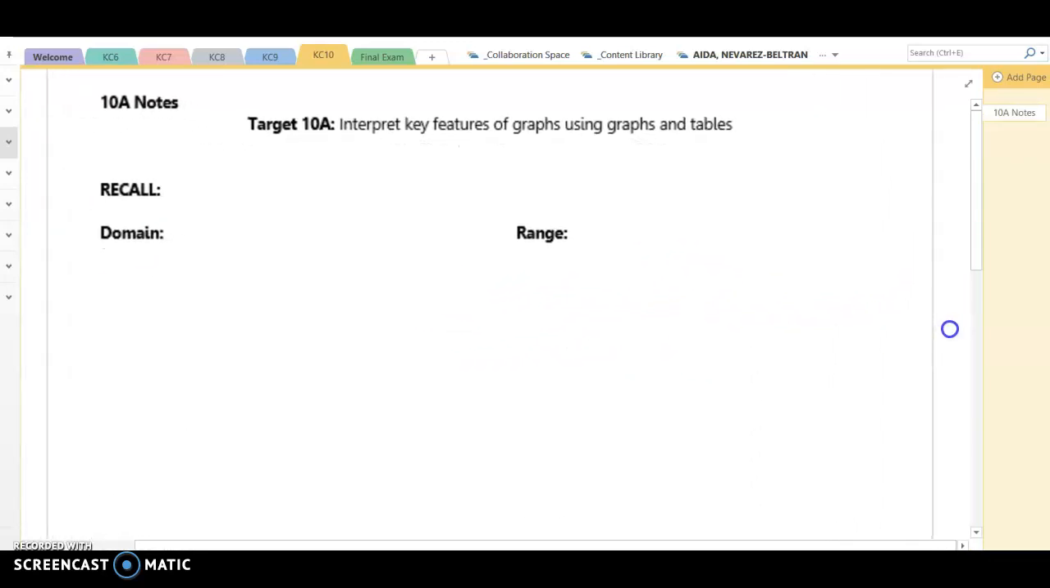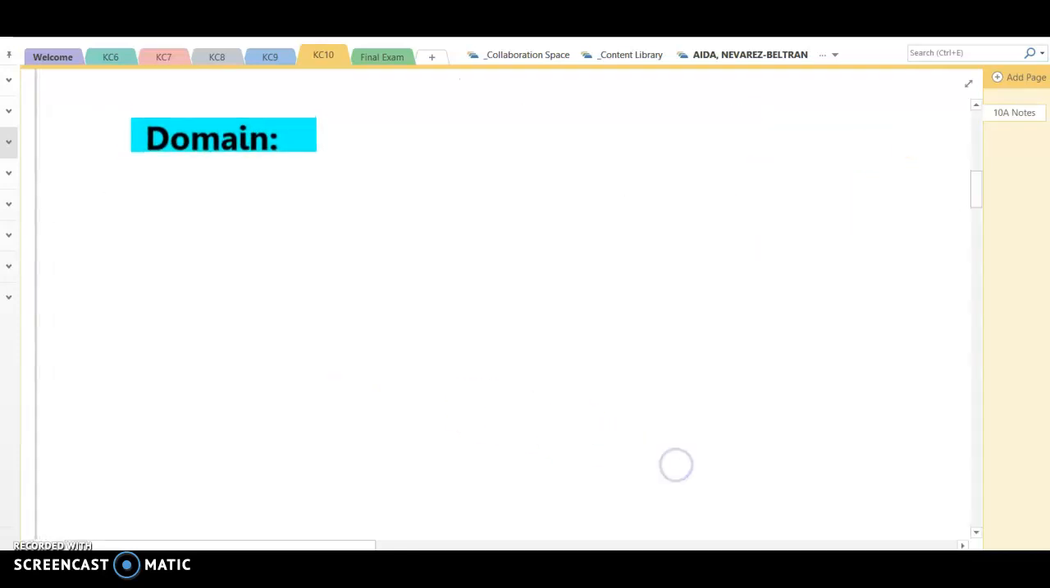So with 10A, what we're going to need to remember is domain and range, right? We've seen those words before, but it was a long time ago. So I'm just going to go over again what domain and range are. So let's start with domain. If you remember what domain is, shout it out.